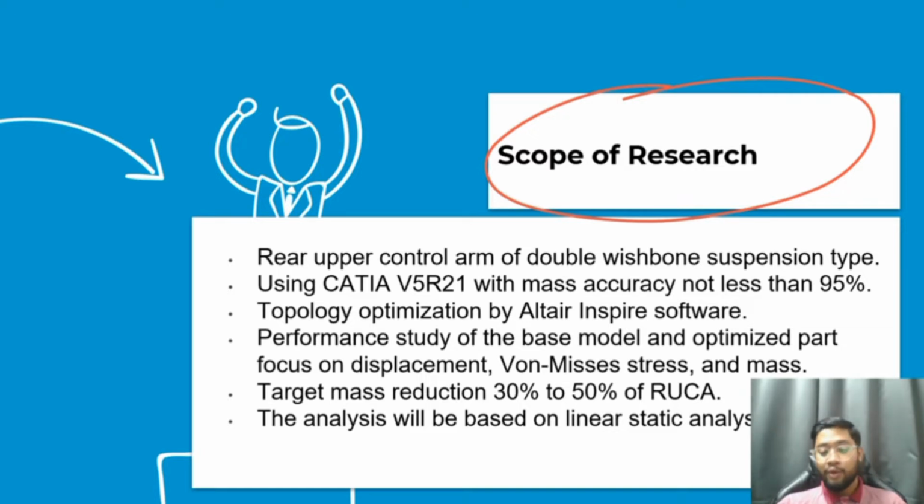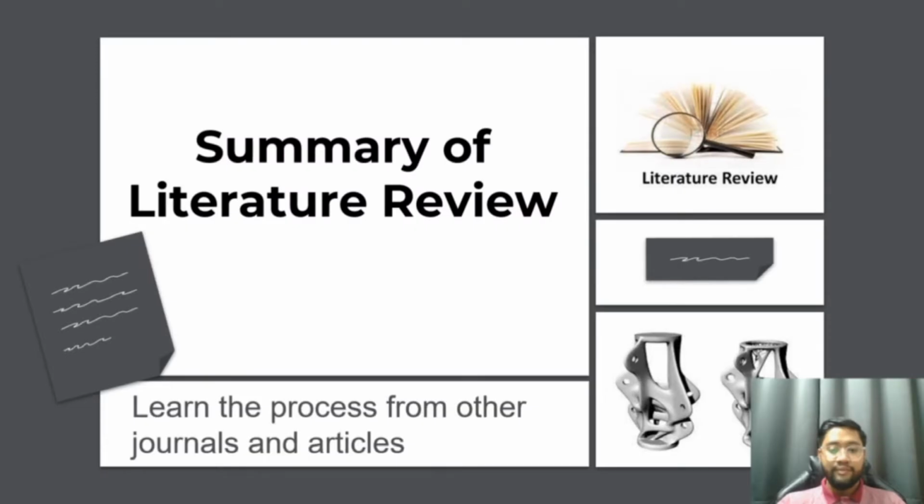Another scope of research is a performance study of the base model and the optimized part, focusing on displacement, von Mises stress, and the mass. The target mass reduction is between 30% to 50% of the rear upper control arm. Lastly, the analysis will be based on linear static analysis. Then we go to the summary of my literature review.